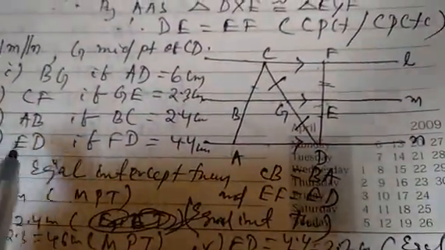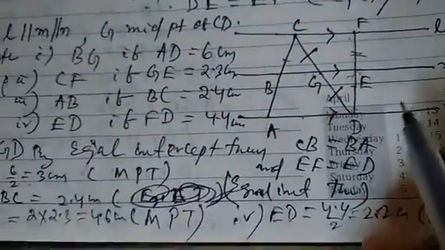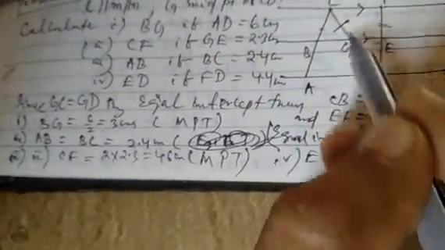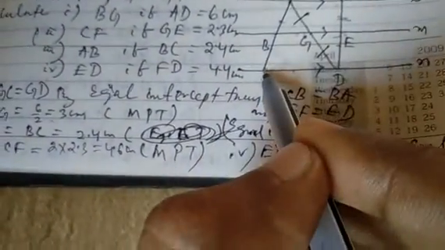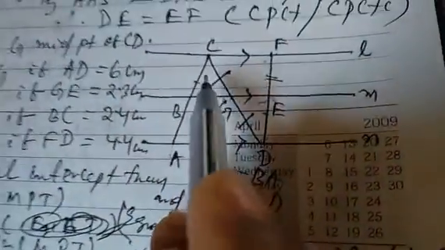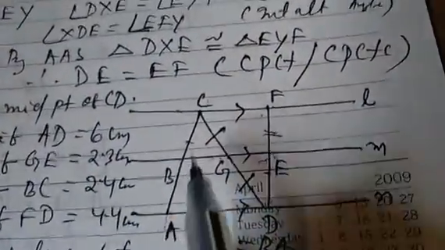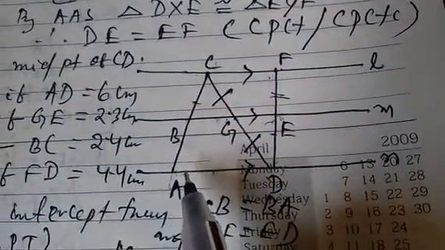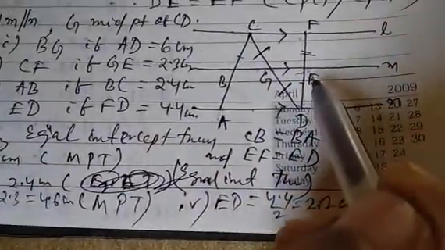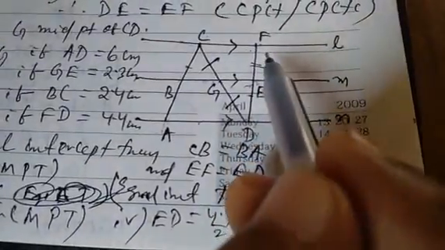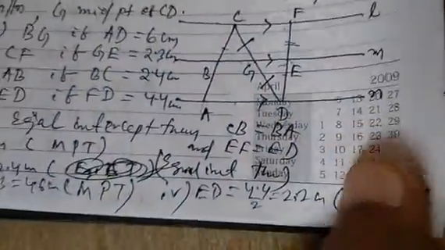Then the third one, we have AB if BC is 2.4. Since these two are equal, this is another transversal. By equal intercept theorem, you can say this is equal to this. So by equal intercept theorem, you can say CB is equal to AB. Therefore, AB is also equal to CB, that is 2.4. Then ED and FD. This is ED, FD is the total line. Since this is half of this line, therefore FD 4.4 by 2 is 2.2 centimeter. This completes the theorem.